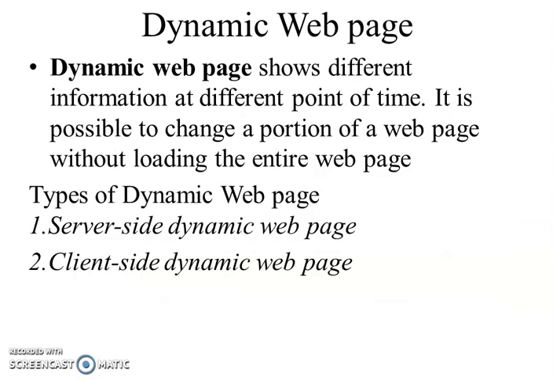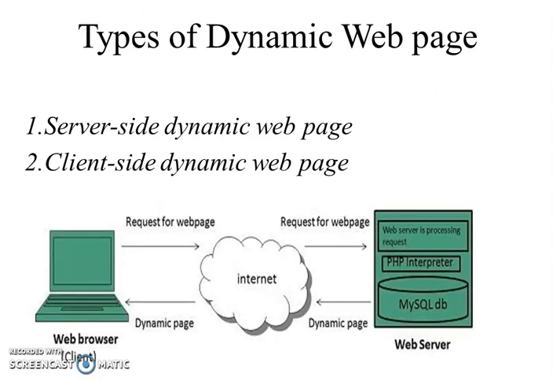Next we will discuss dynamic web pages. Dynamic web pages show different information at different points of time. It is possible to change a portion of a web page without loading the entire page. This has been made possible using Ajax technology. Types of dynamic web pages: there are two types, server-side dynamic web pages and client-side dynamic web pages.